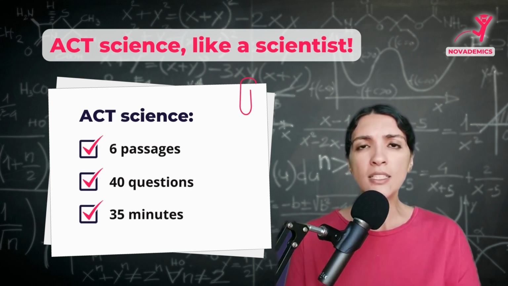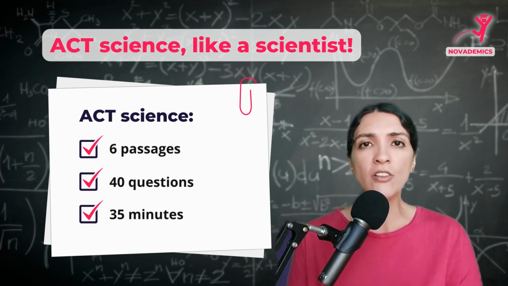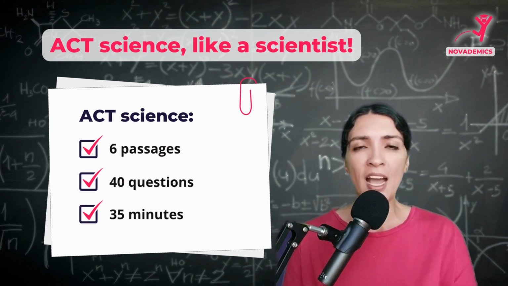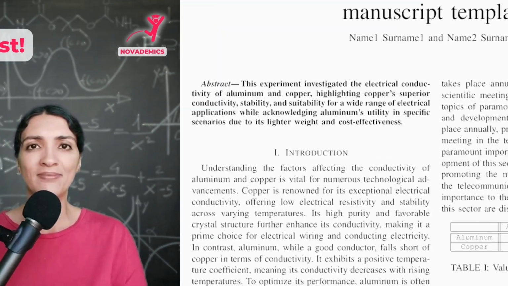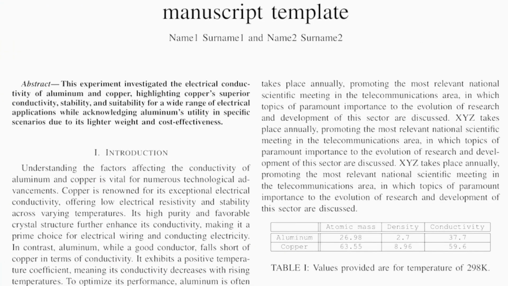Now, scientists speed read through such passages all the time. They know what key elements to look for so that they can quickly grasp the gist of an article in a short amount of time. Let's look at an example together and then see how we can apply the same techniques to ace the ACT Science. Scientific articles come in different templates, but they all share certain sections.